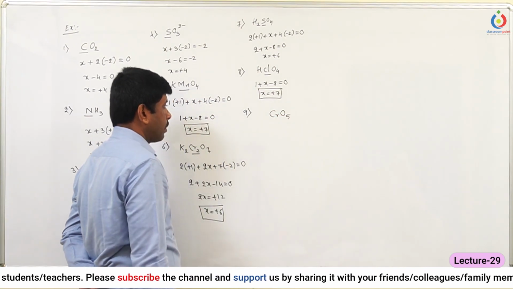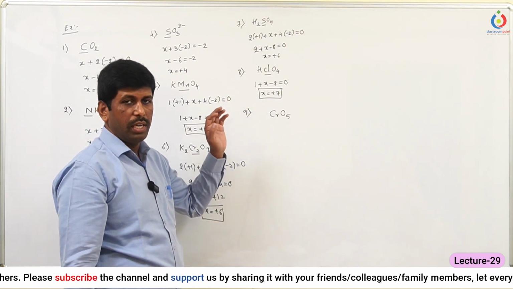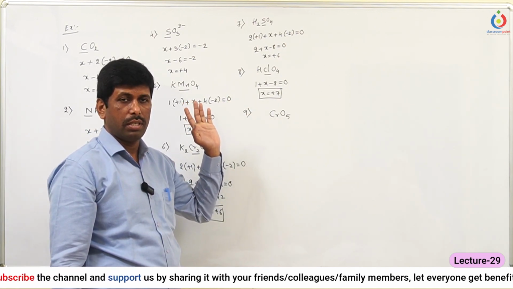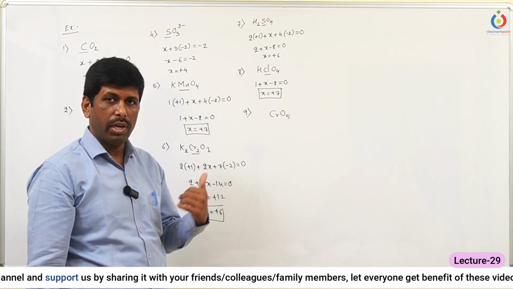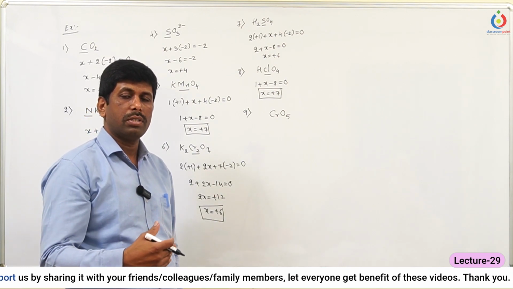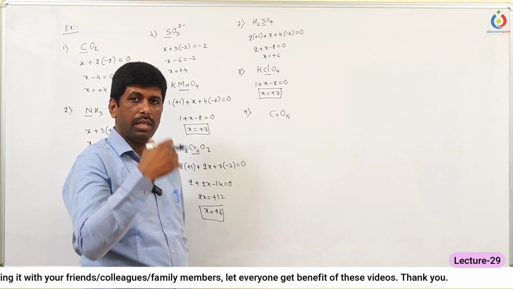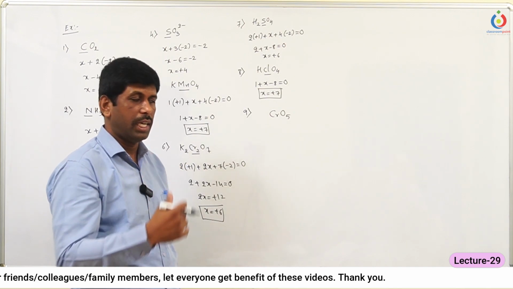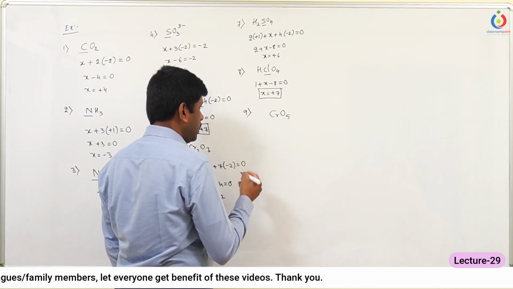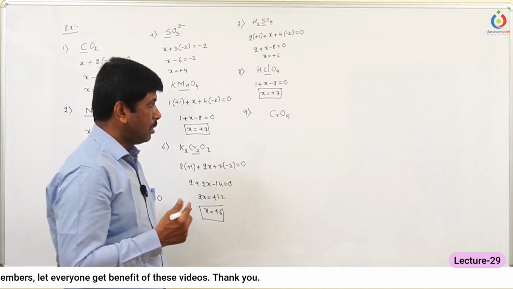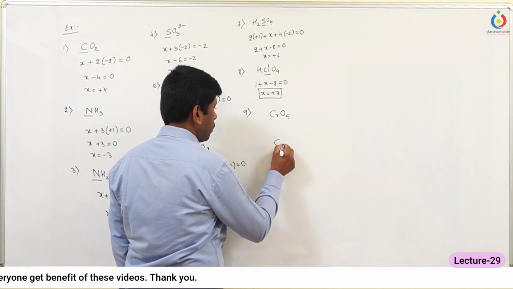CrO5. So if you take CrO5, if you calculate directly, you will get the plus 10 oxidation state. But plus 10 is not possible. That we have already said in the rules, the maximum oxidation state that can be exhibited by any element in the periodic table is plus 8. Then we have to go through the structures for some examples. So let us see here. Chromium.